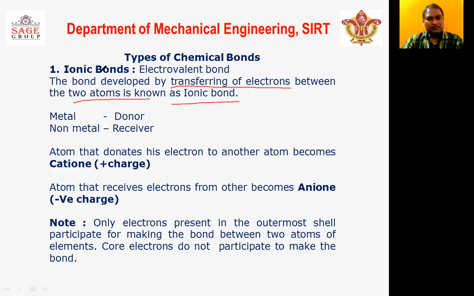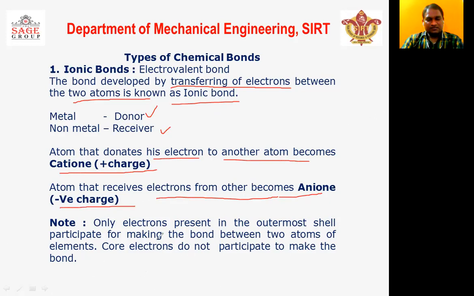In the ionic bond, one will be a metal and the other will be a non-metal. Metal will be the donor and non-metal will be the receiver. The atom that donates its electron to another atom becomes a cation, and a positive charge is developed. The atom that receives electrons from the other becomes an anion, and there is a negative charge.